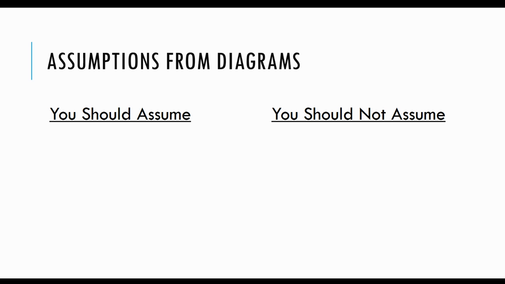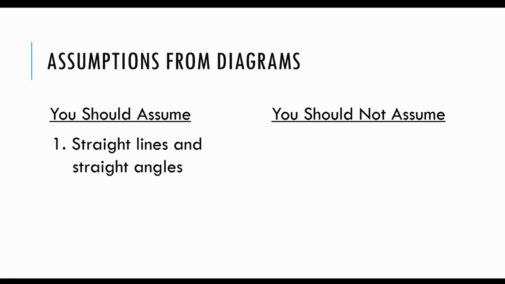So let's start with the list of what we can assume. We can assume straight lines and straight angles. Okay, so if something appears to be a straight line, that's something that we can assume. Same thing with an angle. If it looks like it's a straight angle, we can assume it. We can assume collinearity of points. Once again, as long as you have 3 points that fall within that same line, we know that we have collinear. Then we can also assume that points are not collinear.